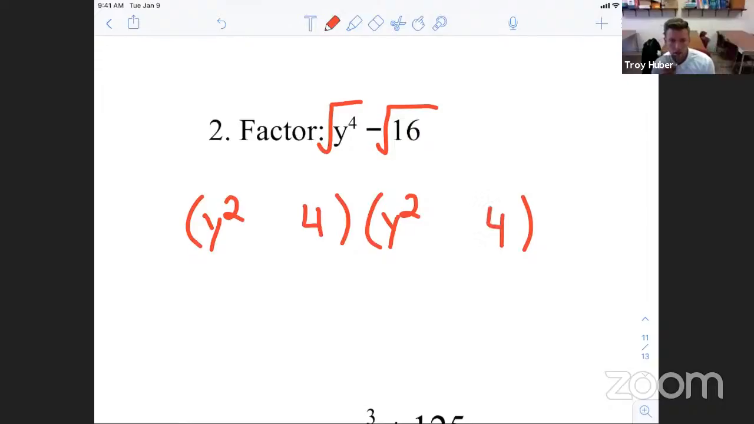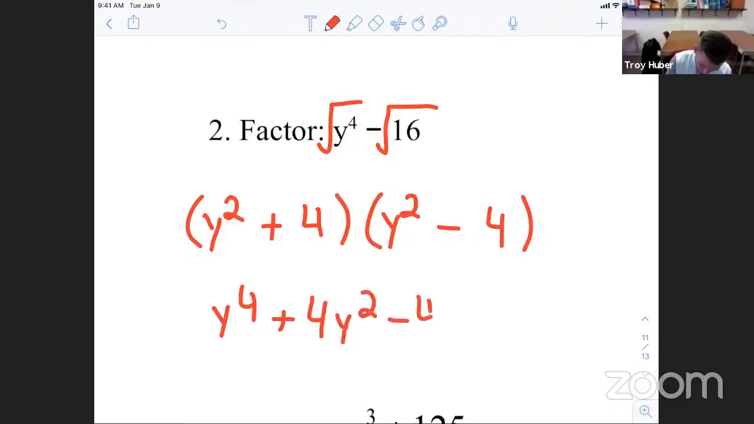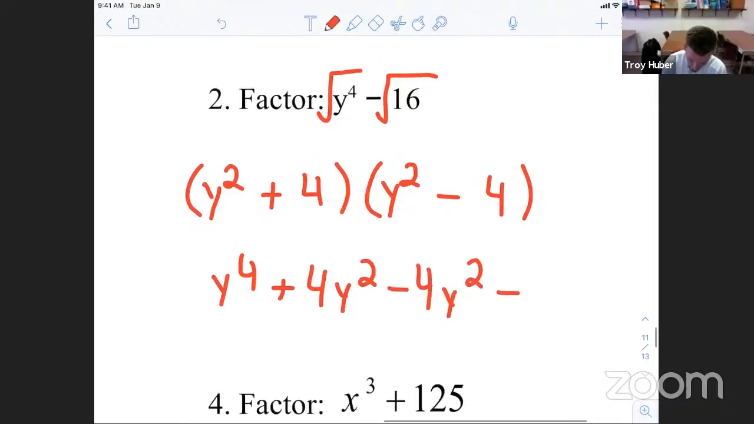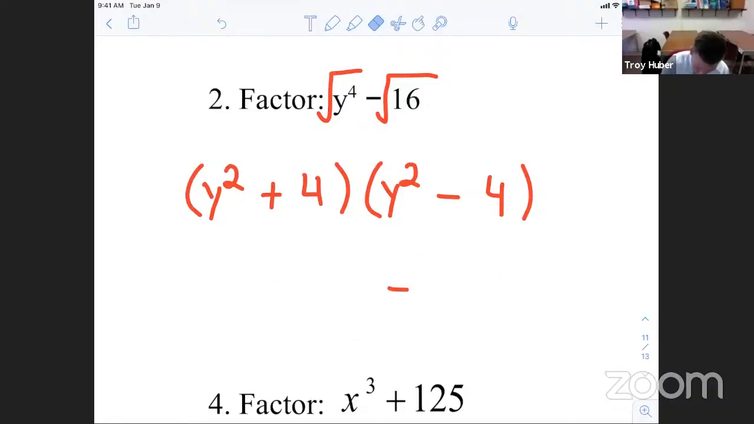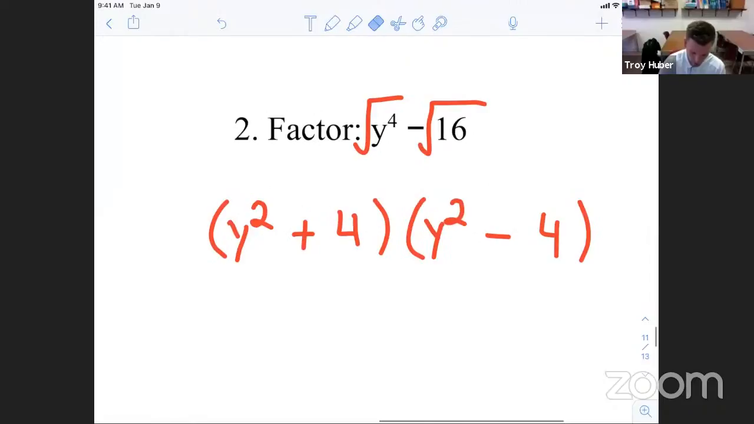Now you'll notice that the middle term is canceled out. There is no middle term, no b value. That means I make one of these addition and one subtraction, because if I were to multiply this out, this would be y to the 4th plus 4y squared minus 4y squared minus 16. Notice that these two cancel each other out. So this would be my answer right here.